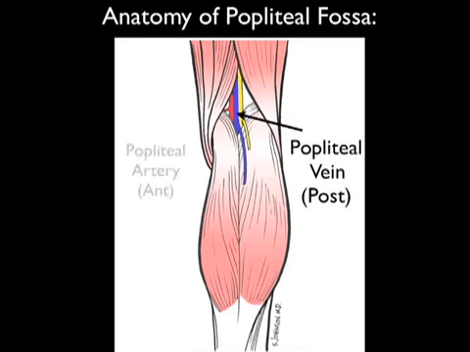We note here the popliteal vein and the popliteal artery. Remember that the popliteal vein is going to be in an orientation located more posterior to the popliteal artery, which will be located more anterior.